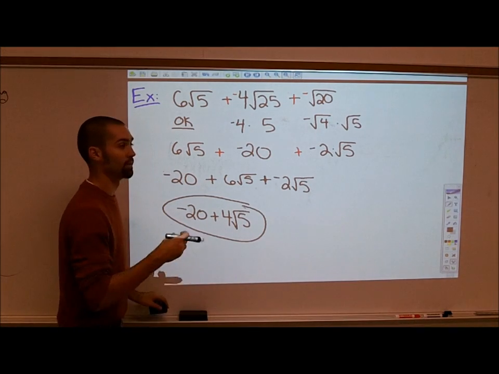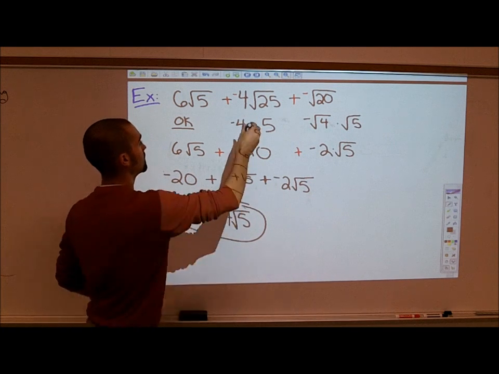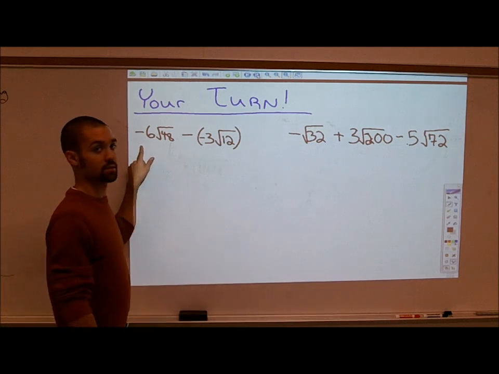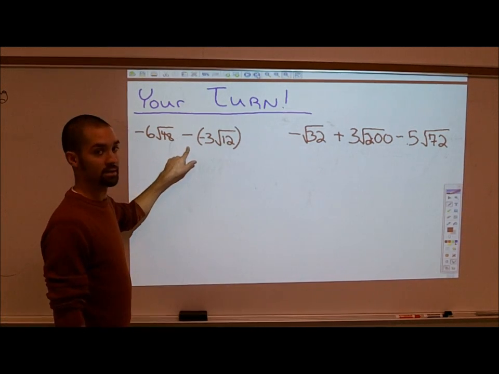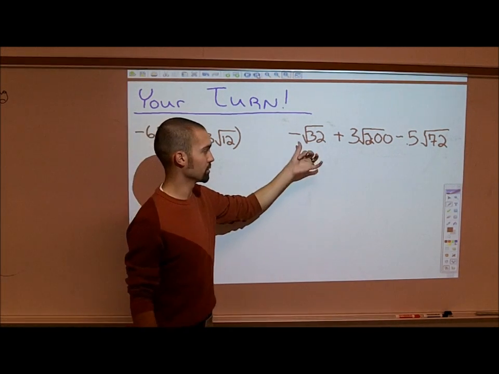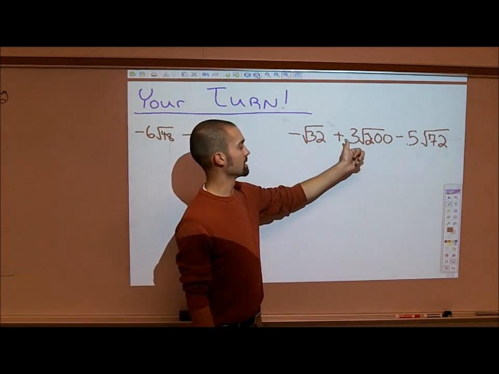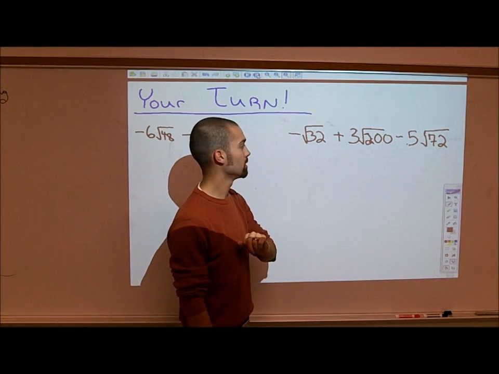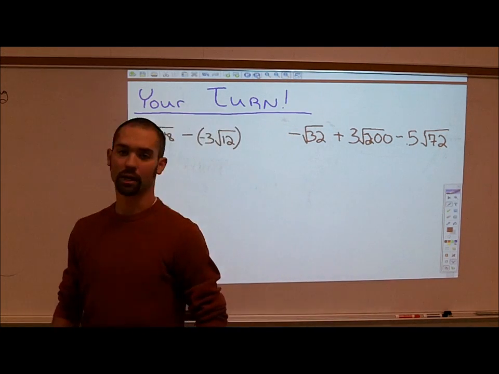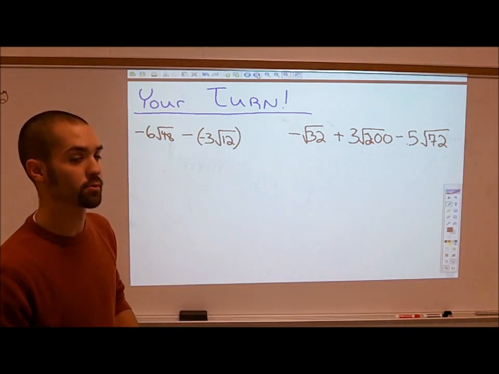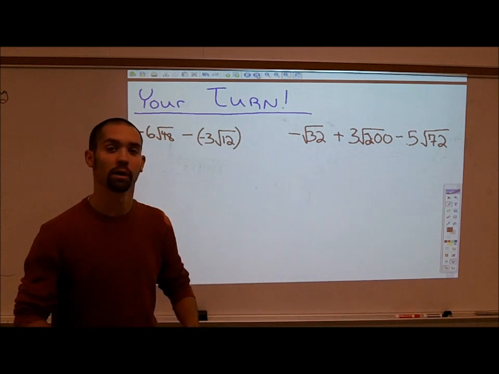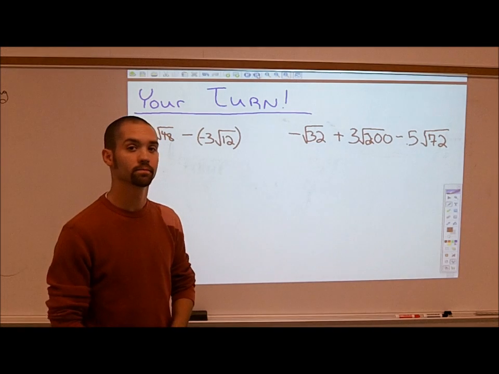Okay. So, with that, I want you to go ahead and try these two on your own. Negative 6 times the square root of 48 minus a negative 3 times the square root of 12. And then you're doing negative 32 plus 3 times the square root of 200 minus 5 times the square root of 72. So again, use your notes from the previous two examples to help you simplify these expressions. So go ahead and pause the video and begin working on those.